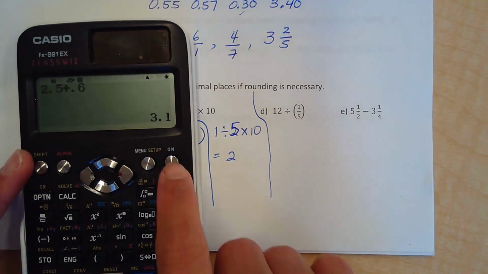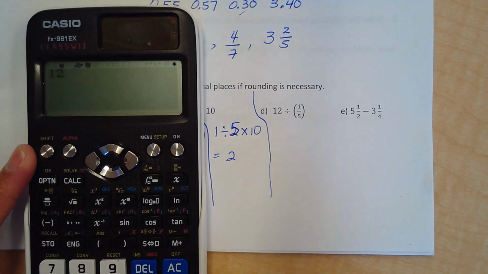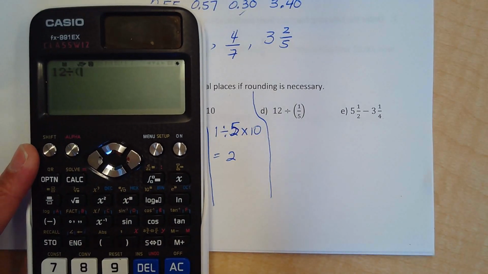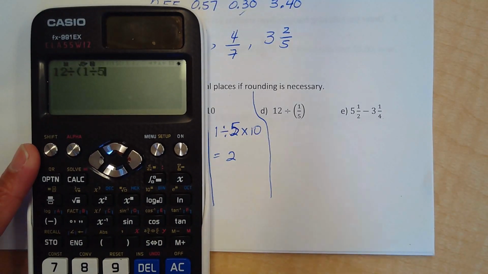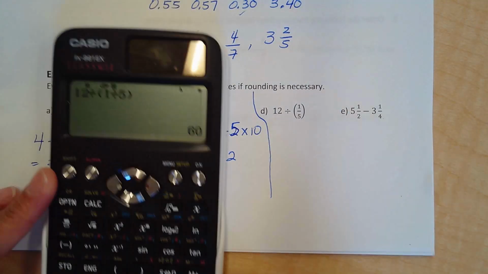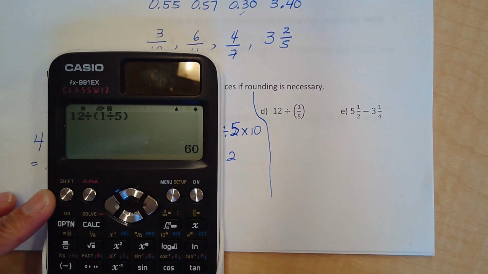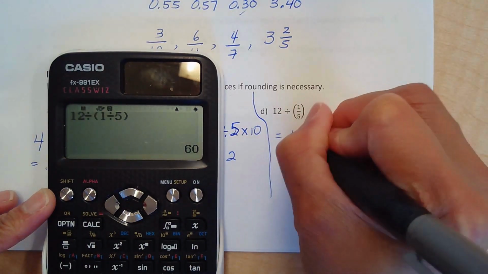Okay, what about this one? 12 divided by 1/5. So 12 divided by brackets 1/5. There. Much better. Did you get 60? Yes? Okay. Got that one right.